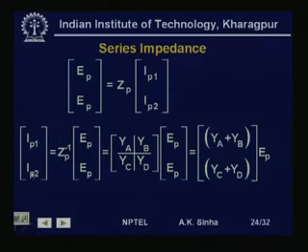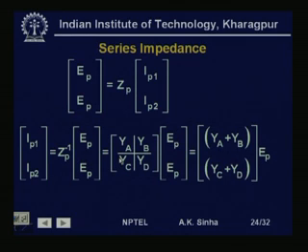Now, from this relationship we can write IP1, IP2 is equal to ZP inverse into EP, because EP1 and EP2 are the same. So, we are writing EP for that. From here we are calculating IP1 and IP2. So, we are pre-multiplying both sides by ZP inverse. So, we get IP1, IP2 is equal to ZP inverse EP.